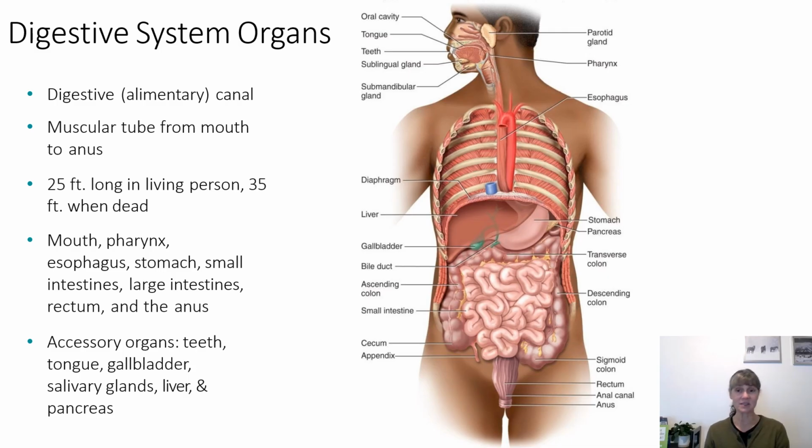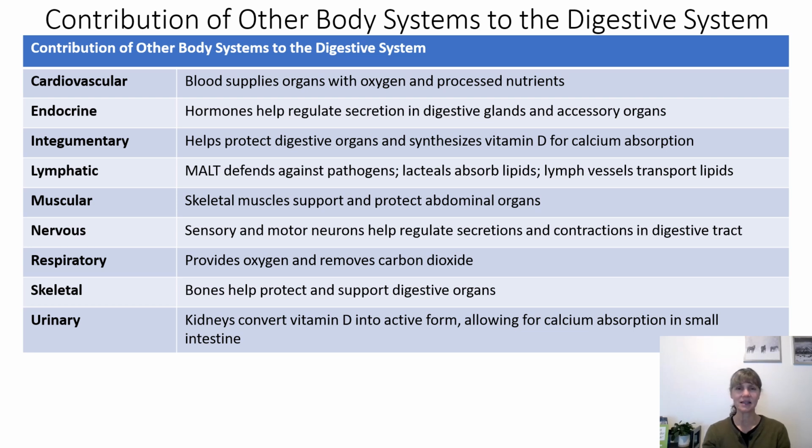There are accessory organs in the digestive system, which include the teeth, the tongue, the gallbladder, the salivary glands, liver, and pancreas. Now, there are other body systems that contribute to the actions of the digestive system. For instance, the cardiovascular system helps make sure that we have blood supply to organs of the digestive system so that we have oxygen and nutrients going to the organs of the digestive system.